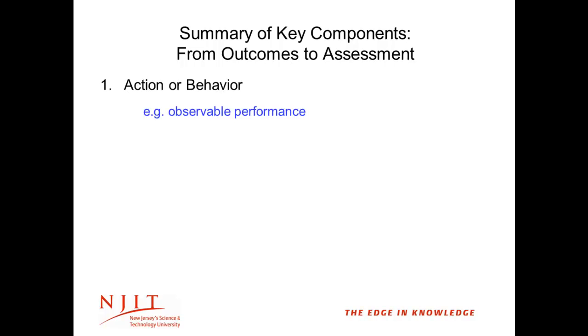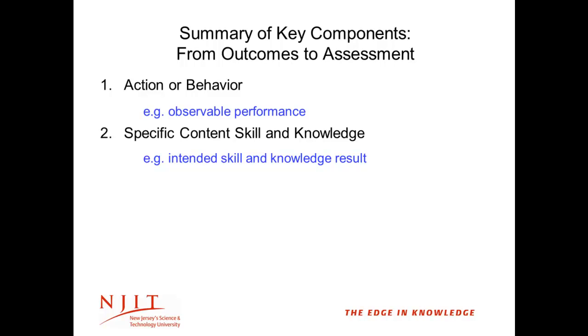So that first part, again, is the action or behavior. It needs to be observable performance. Remember I told you there are 4 parts. The second part is the specific skills and knowledge. This is not the topic, not the broad topic, but the actual skills and knowledge. And we have some slides on that in a few. The next is your level of achievement, called the performance indicators.